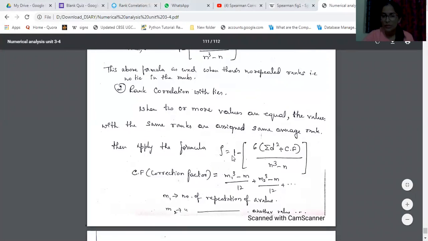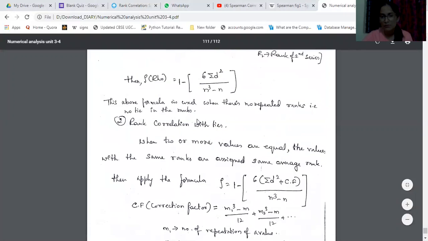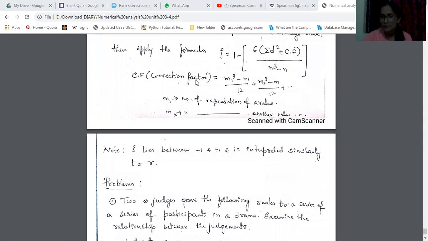And there is a second formula, and in this case there is a tie. When there is a repetition of ranking because of the repetition of values in the series, we use this formula. Everything is the same as the first formula except the numerator has been added with another term called the correction factor. This correction factor is m1 cube minus m1 divided by 12, plus m2 cube minus m2 divided by 12, and so on, depending on how many repetitions have happened.